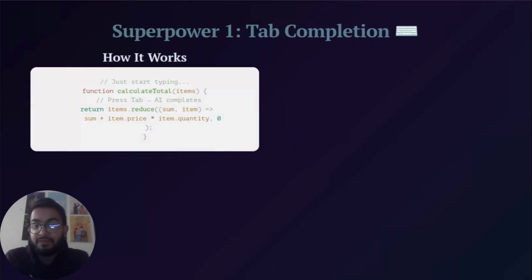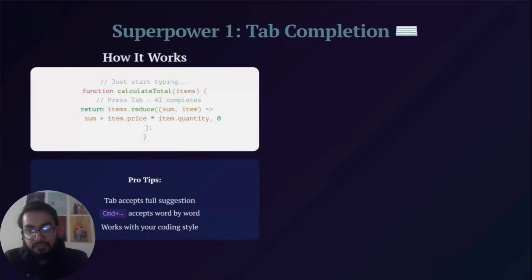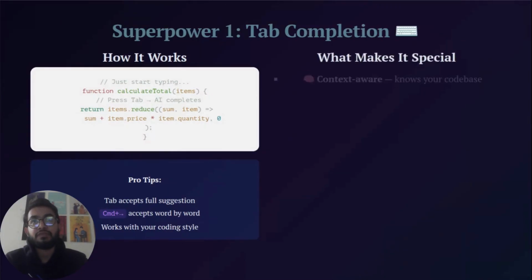Okay, so the first superpower is tab completion. How does it work? Let's say you start typing and define a function, calculateTotal, items, and then on the next line you just press Tab, and then the magic happens. Cursor will complete the rest, like return items.reduce and so on. The pro tip for you is that Tab accepts full suggestions, and Command plus arrow accepts word by word, so you can work with your own coding style.